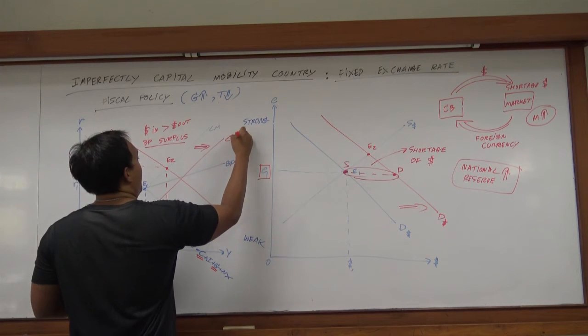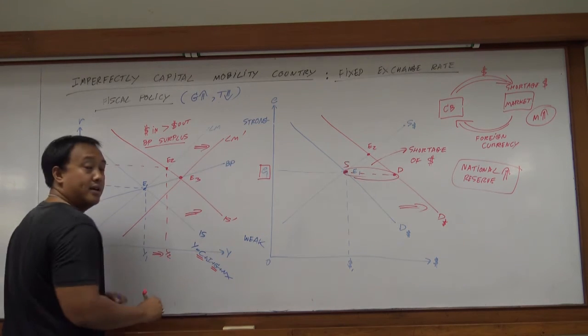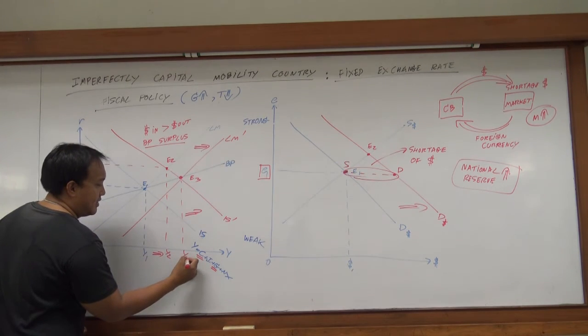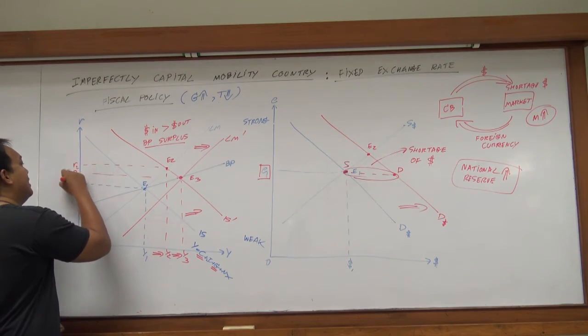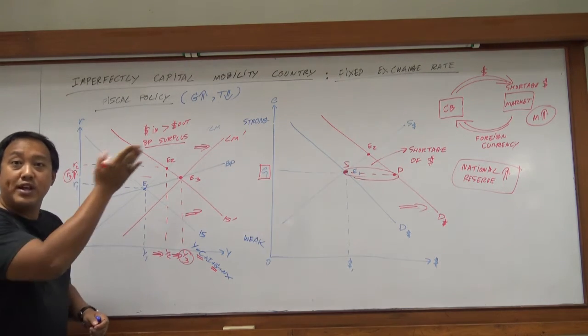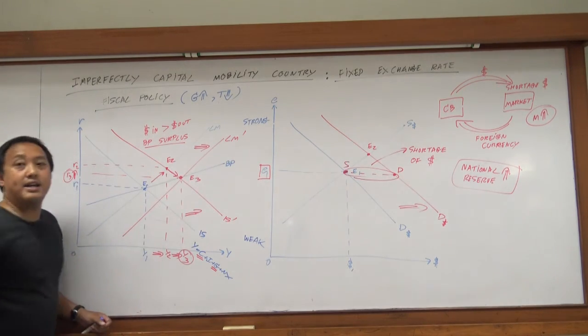Okay, the LM curve shifts to the right. The new equilibrium point is going to be here, E3. GDP increases in the second step, from Y2 to Y3. The real interest rate drops down a little bit to R3. So it's going to move in two steps, going up and then going down like this.